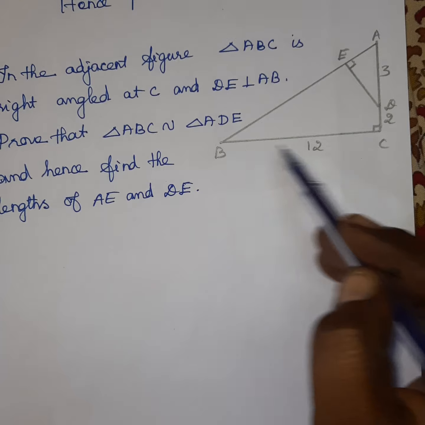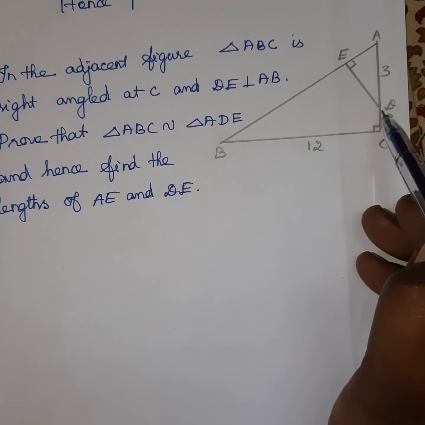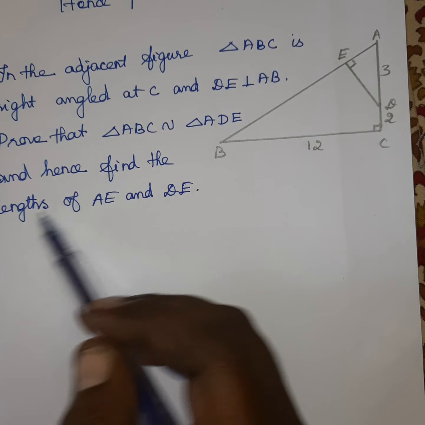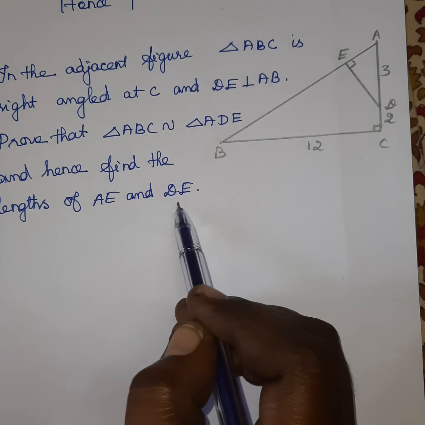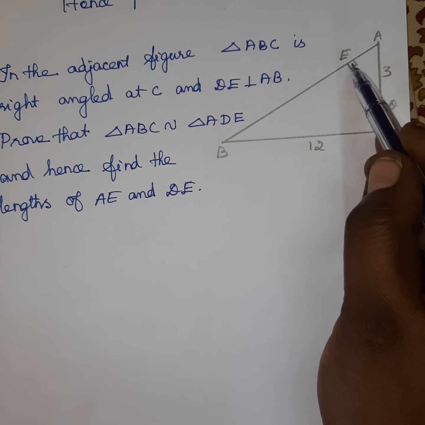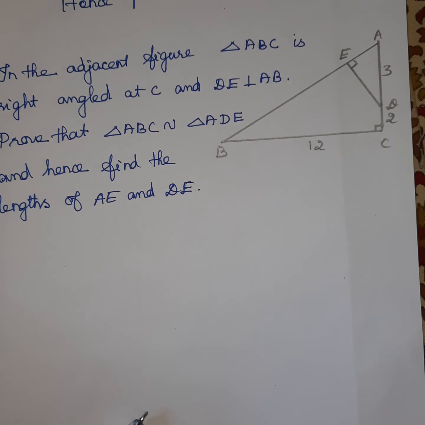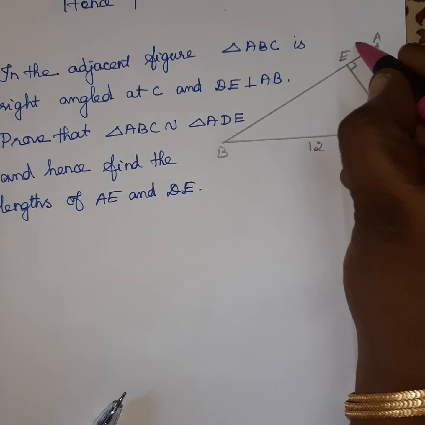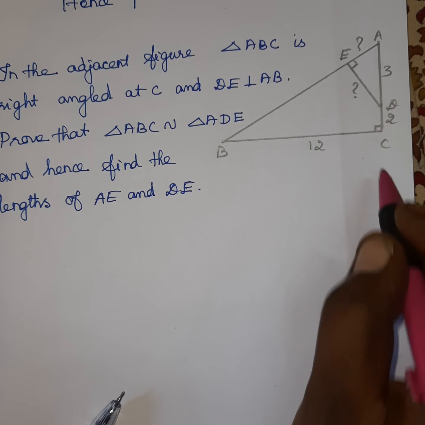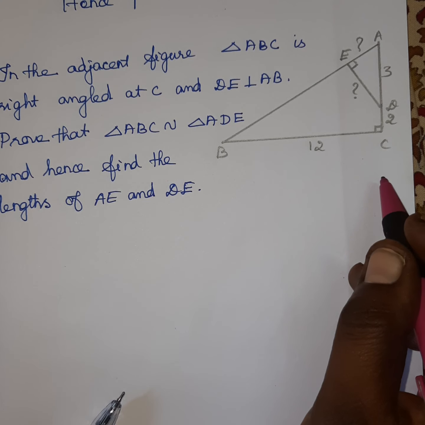Triangle ABC similar to triangle ADE. Okay, big triangle similar to small triangle, and hence find the length of AE and length of DE. We have to find the length of AE, this distance, and this distance, and DE distance, this one. These two you need to find out.